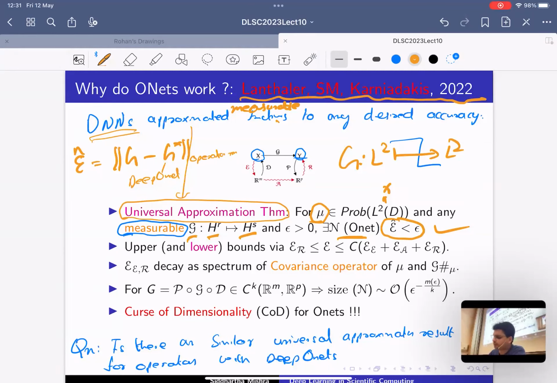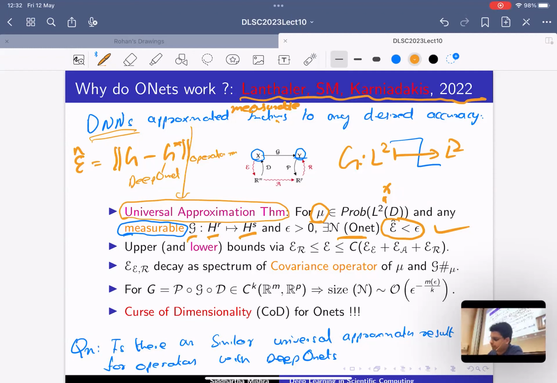So in other words, whatever you could prove for deep neural networks for functions, a similar result could be proved for operators with ONets. This is a big result, because it tells us that a very large class of operators, in fact any operator that you can think of, can be approximated by these objects. So there's a solid theoretical foundation behind what we do. This is important to know. If you don't have this result, then things could be dodgy. So that's the first conclusion.